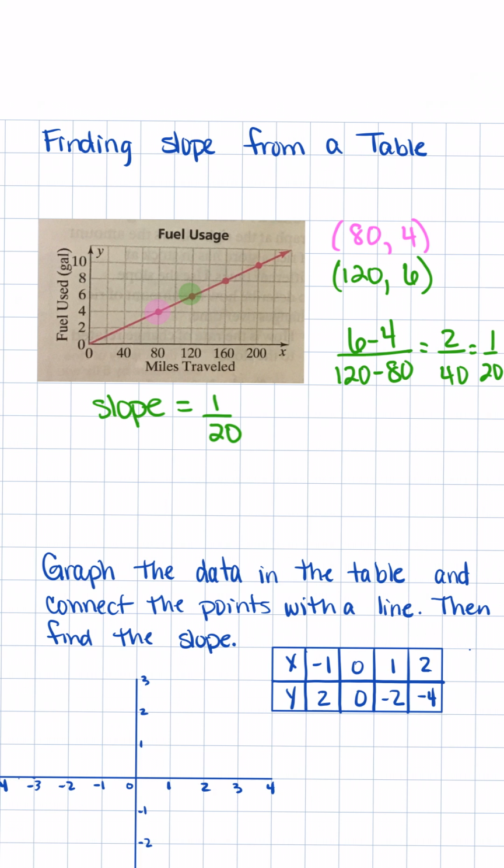You also could look at the chart. Here's this line. The rise goes up, and 4 to 6 is 2. So that's 2, and then it goes over 2. Well, each of these are worth 20, so that means it's over 40. Reduce it, 1 over 20. You get the same thing.